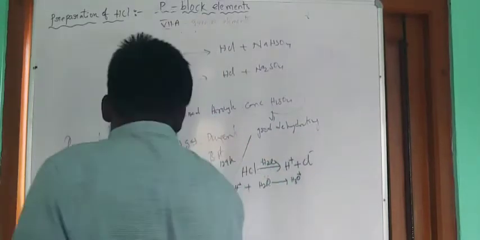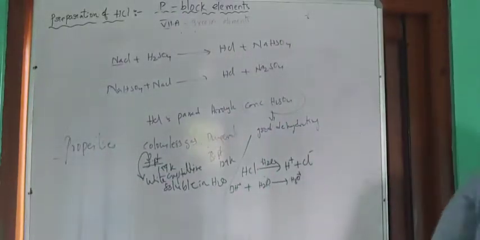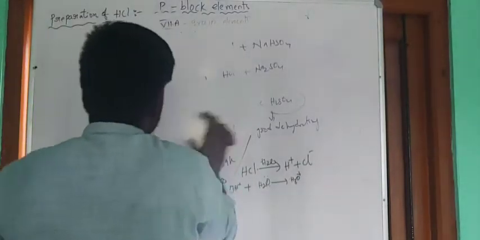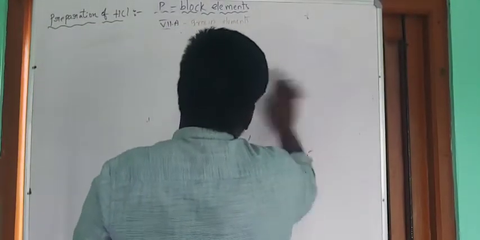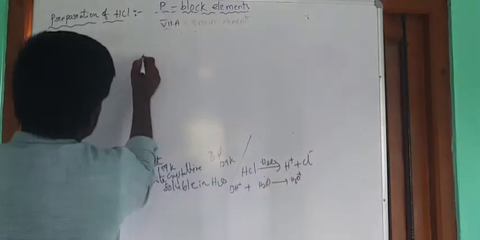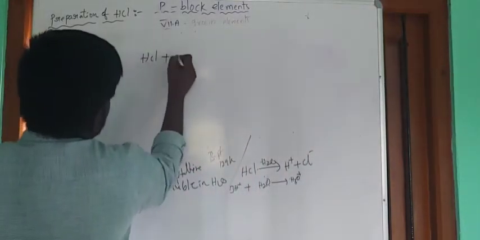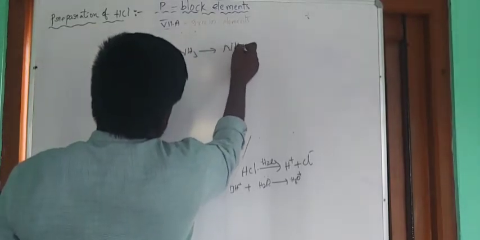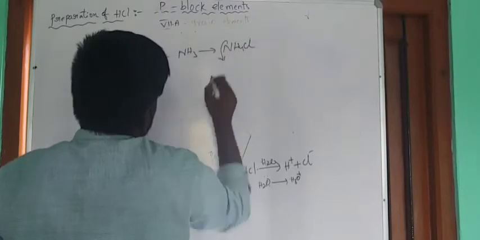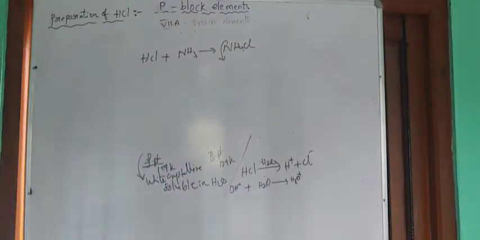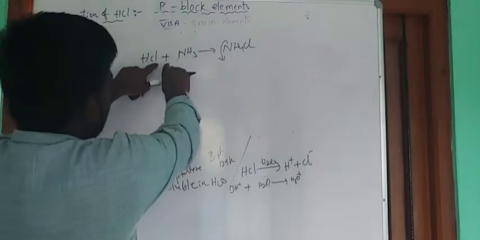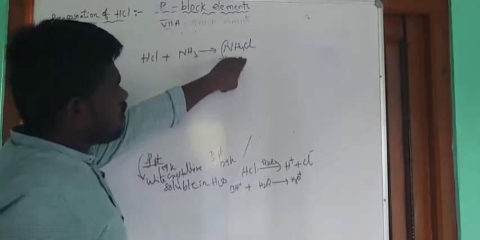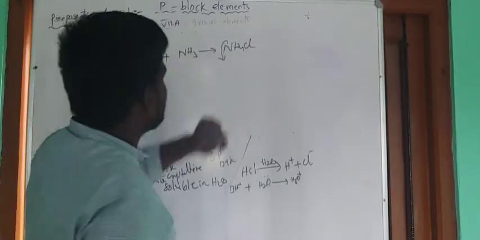And the next one, this one can react with ammonia and give ammonium chloride. HCl can react with ammonia, NH3, and gives us NH4Cl. This is a white colored salt. Upon these two reacting, they can produce white fumes, and that white fumes will be solidified. So this is ammonium chloride.